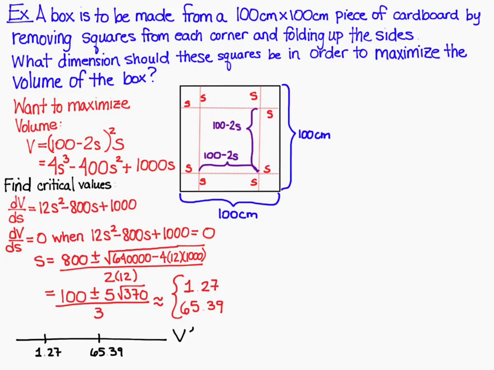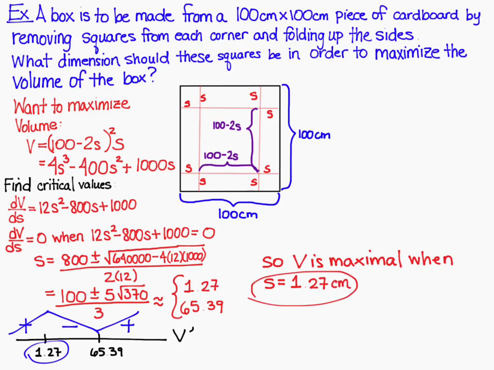When we plug these values onto the number line for V' and plug in values in each interval, we see that any number less than 1.27 will be positive, any number between 1.27 and 65.39 will be negative, and any number greater than 65.39 will be positive. That means that I have a relative maximum when s equals 1.27. And remember, we want to maximize the volume. This means that we want V to be maximized, so we want s to be 1.27 centimeters.